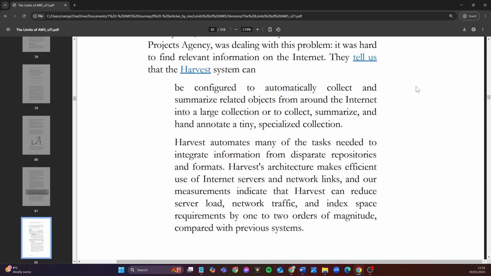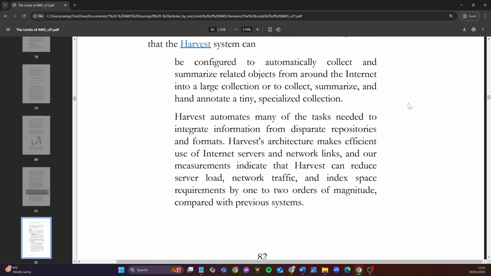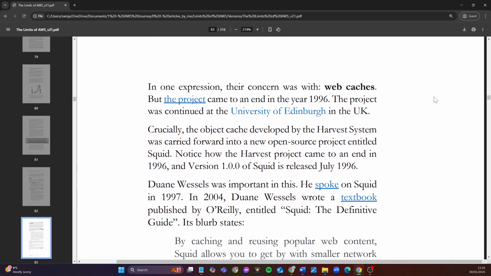They tell us that the Harvest system can be configured to automatically collect and summarize related objects from around the internet into a large collection, or to collect, summarize, and hand annotate a tiny specialized collection. Harvest automates many of the tasks needed to integrate information from disparate repositories and formats. Harvest's architecture makes efficient use of internet servers and network links, and our measurements indicate that Harvest can reduce server load, network traffic, and index space requirements by 1 to 2 orders of magnitude compared with previous systems. In one expression, their concern was with web caches.